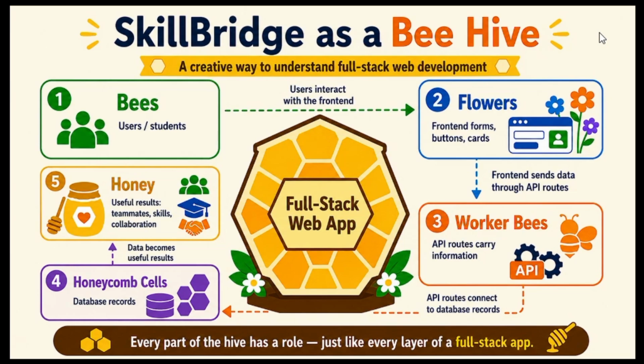So now moving on, in order to make you understand in a very simple way, which is easy to remember and would maybe stick in your mind, I wanted to explain full stack web development using a beehive analogy. And since my project 2 is called SkillBridge and it uses a bee style theme, I thought this would be a very fun and memorable way to explain how all the layers of a full stack application work together. So in this image, the full stack web app is shown as the main beehive in the center.